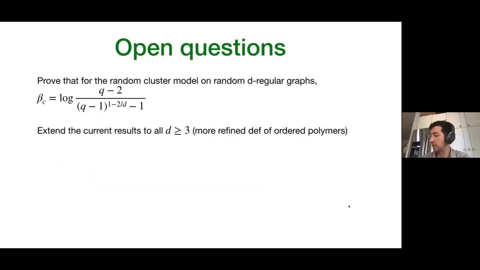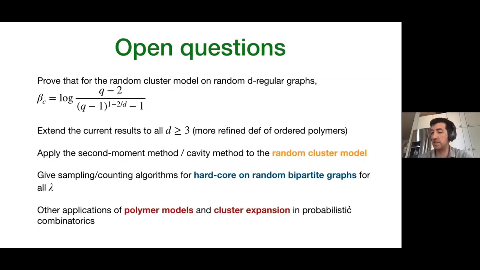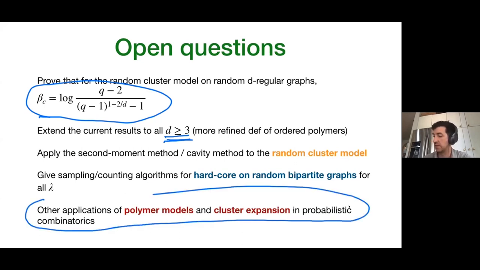Okay, so to conclude, just a few open questions. One is to just prove that the beta critical matches the integer case. For some reason, we really have no idea how to do that. There's some technical reason we needed to look at D greater than 5, but there should be a way to extend that.